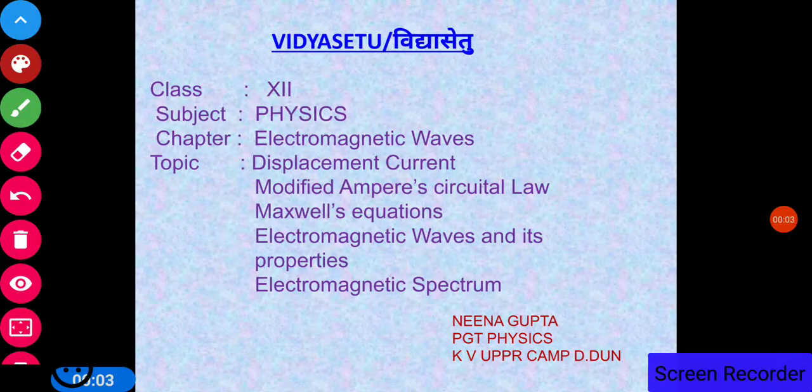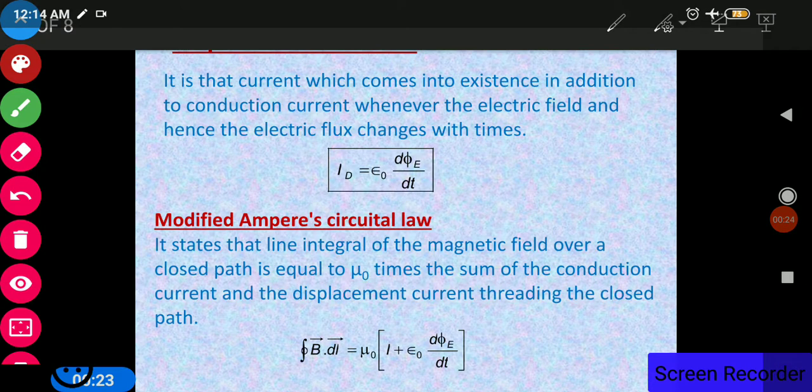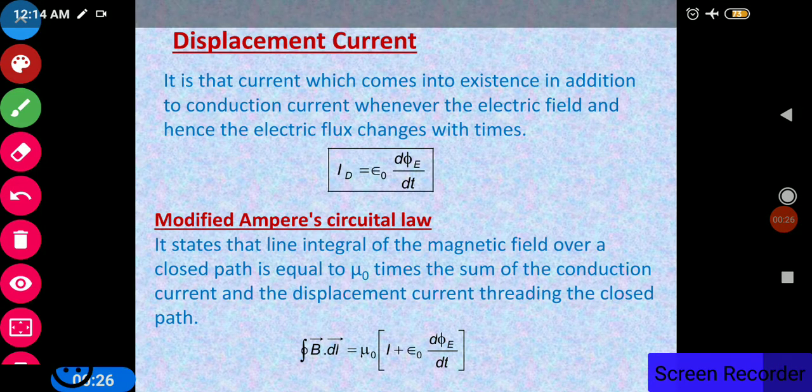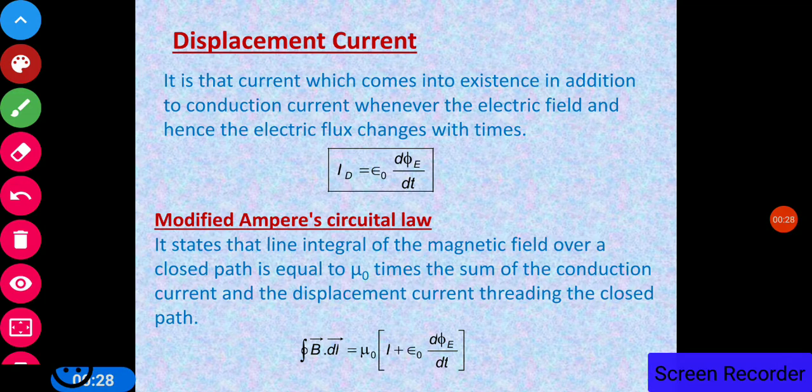Good morning to all. Today I am going to start the next lesson, electromagnetic waves. In today's lecture I am going to cover the following points: displacement current, modified Ampere's circuital law, Maxwell's equations, electromagnetic waves and its properties, electromagnetic spectrum. So let us start with the displacement current.